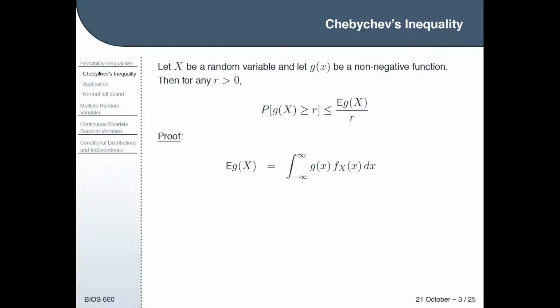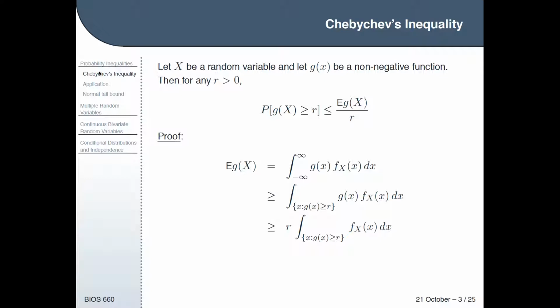To prove that, first of all, just write the expected value of g of x, which by definition is the integral from minus infinity to infinity of g of x times the density function times dx. Well, integrating over the entire support is of course larger than integrating over only the range where g of x is greater than or equal to r, because now we're just integrating over a subset of the whole thing.